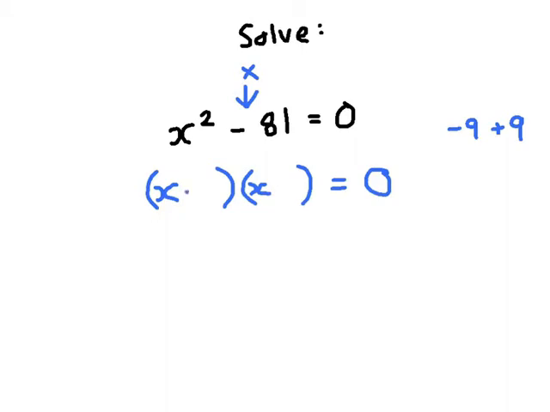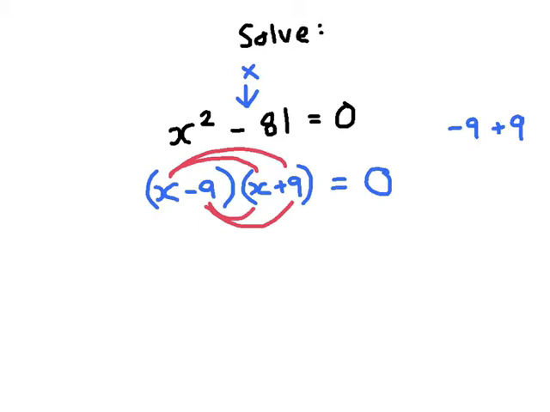Let's have a look at why that makes sense. If I put those in, when I expand this back outwards, so I do that times that, and so on, I'll get x squared from the first one, and then I'll get plus 9x minus 9x minus 81. So those middle two terms will cancel each other out and leave me with just x squared minus 81. It's called the difference of two squares.